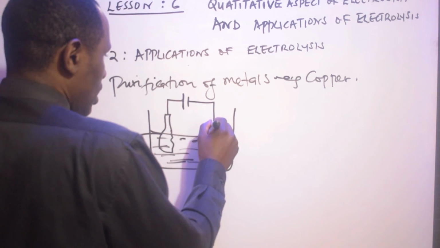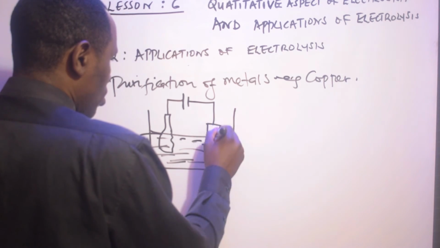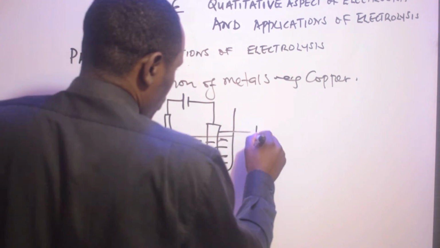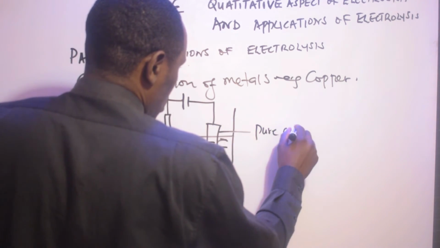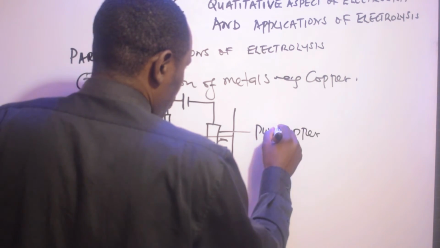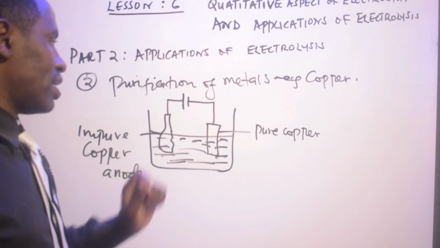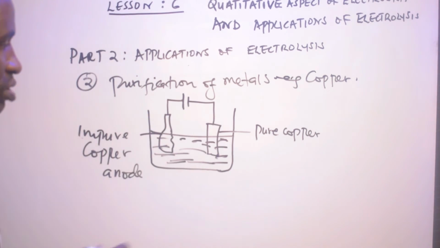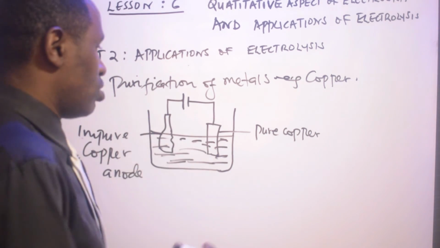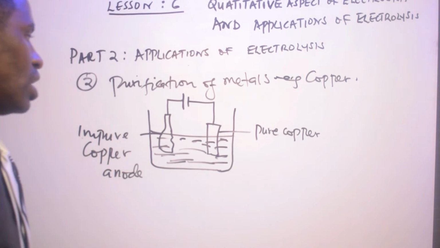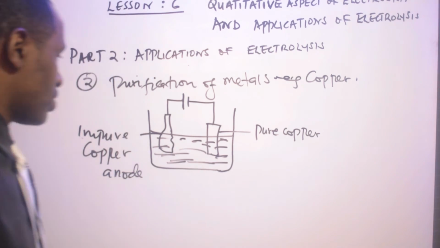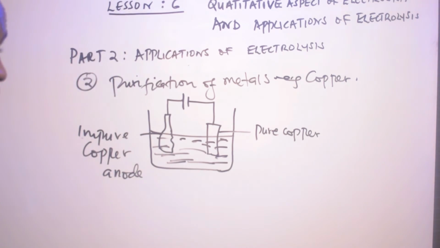At the cathode here, I can have, for example, pure copper. We're using pure copper so that the copper ions that get to the cathode are going to gain electrons and form copper metal, and that copper metal actually forms on the surface of it. That's what we are talking about.